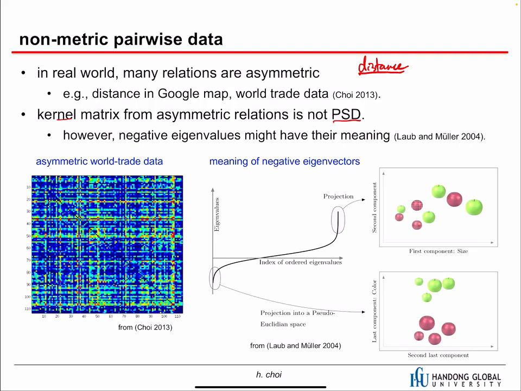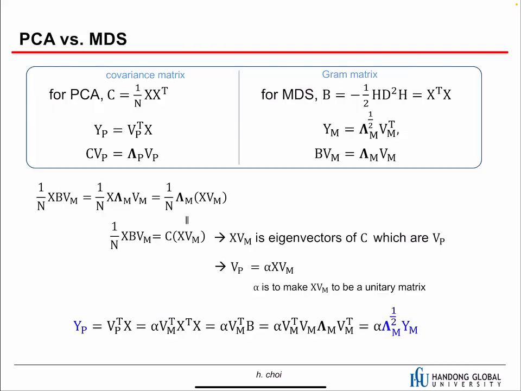But there are some papers saying that even the negative eigenvectors have their own meaning. That is enough to say for now. Now we have PCA and MDS. We understand how they work from the principles. So let's compare PCA and MDS. That's quite important for the next topics.